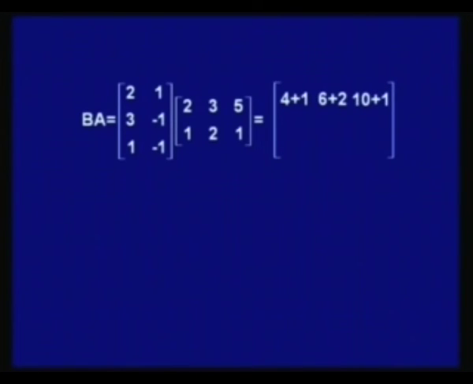Similarly, the second row multiplied by the first column, the second row multiplied by the second column, the second row multiplied by the third column, and the third row is obtained by multiplying the third row of this matrix by the first column, third row by the second column, third row by the third column, and we have a 3 by 3 matrix. That is clear from the order of B and A matrices. So, BA is a 3 by 3 matrix.